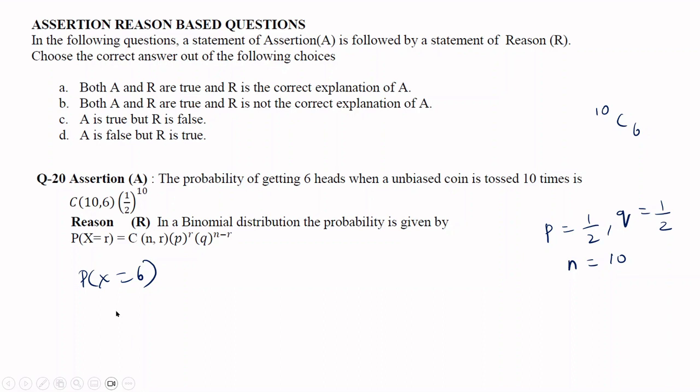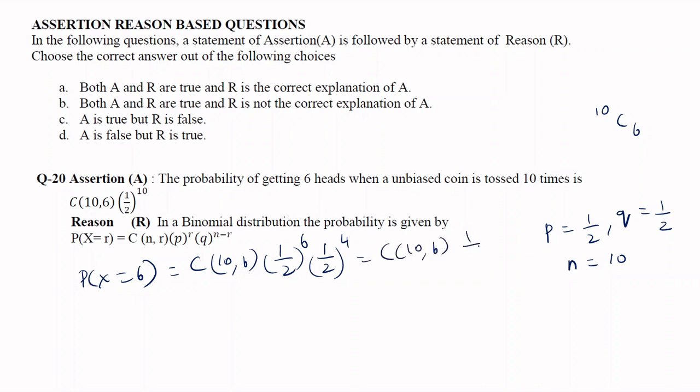So here probability of x equal to 6 is given by C 10, 6 into p raised to r, half raised to 6, q raised to n minus r, half raised to 10 minus 6, which is 4. So this is C 10, 6 half raised to 10. So here this is what is given as assertion. So it is true. Now let us see the reason.